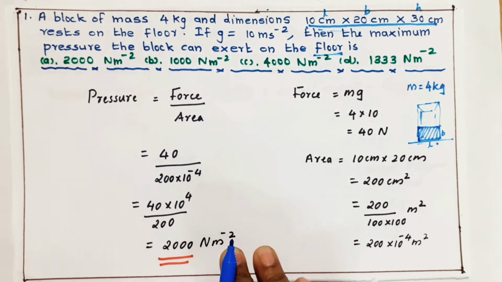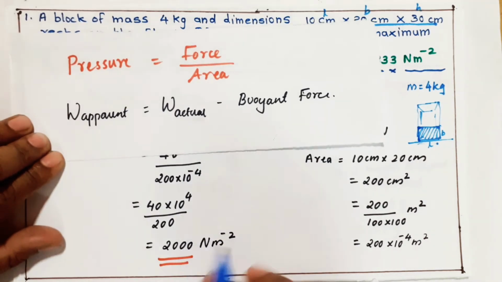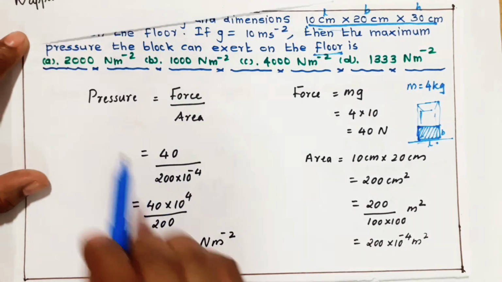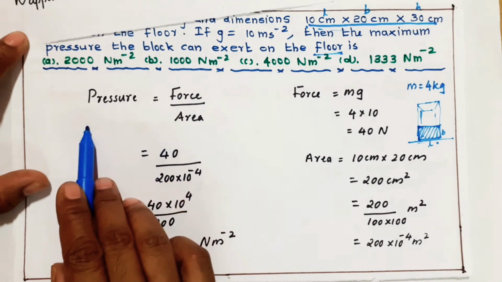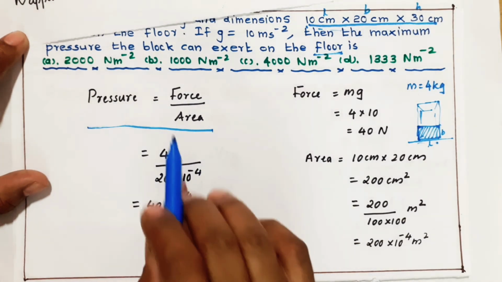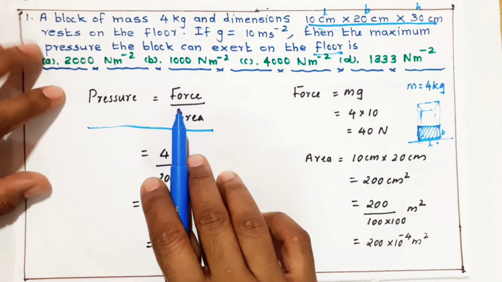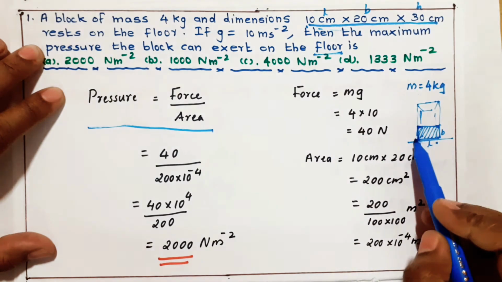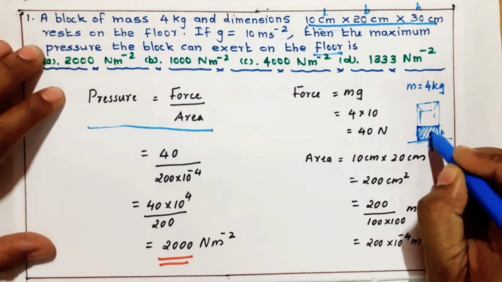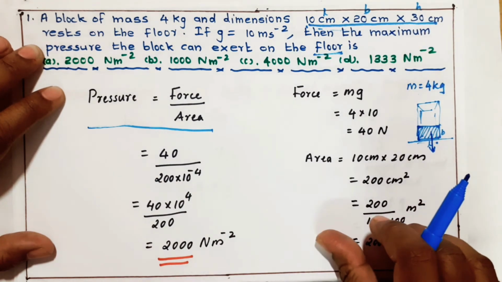Now come back to my standard equation. I told you the pressure is nothing but force divided by area. So I am writing the equation, pressure equals force by area. Next thing is, what is force? In the case of the block, the force is nothing but the weight of the block.